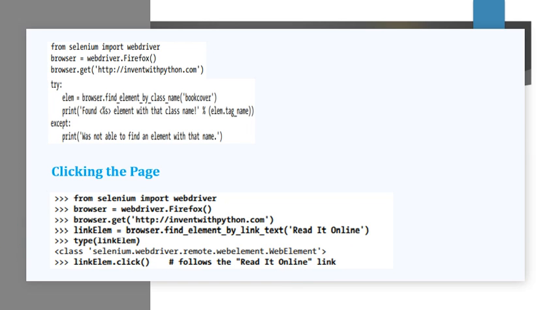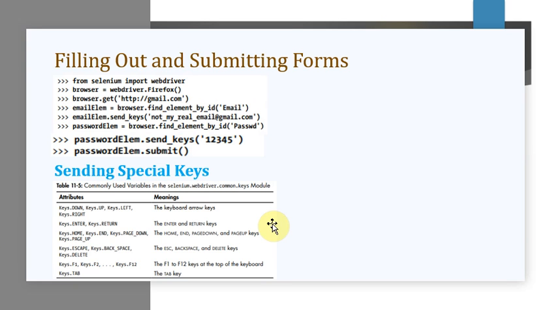Next, we'll go for the next one, that is filling out and submitting forms. In this case you are entering the email as well as the password. Normally we enter the email ID and password in the text boxes, then click on the submit button, right? Clicking on the submit button is done by this submit method. So we'll just see this code. What are we doing here? First of all, we are going to use the Selenium module.